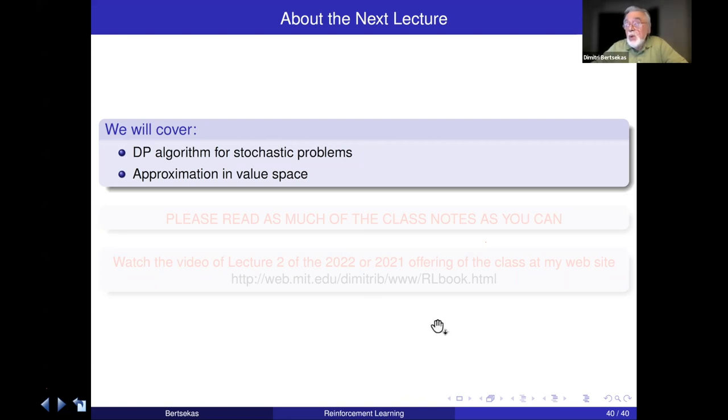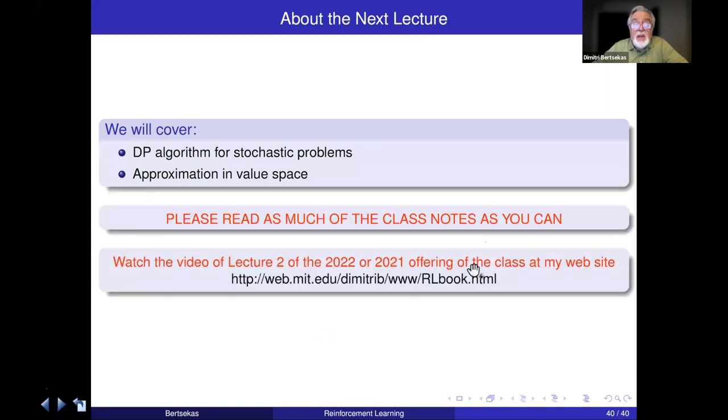Brush up a little bit on your probability, expected values, what they would mean, how they translate within the context of dynamic programming. Try to read as much as you can from the class notes. They are online, try to read as much as you can. And it would be helpful for you to watch the second video lecture of the previous two offerings of this class, again at the same website.